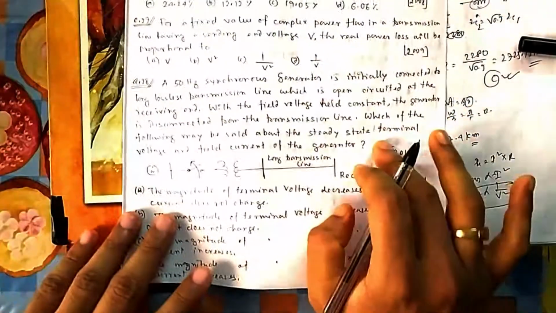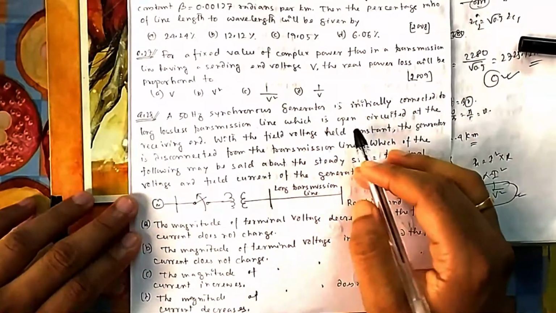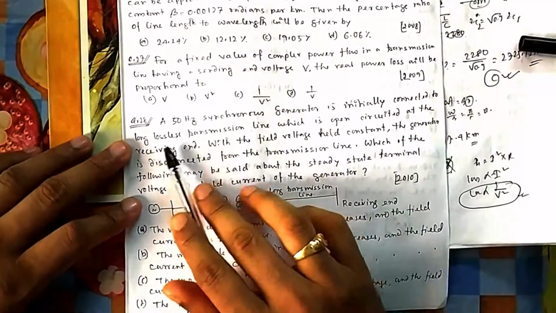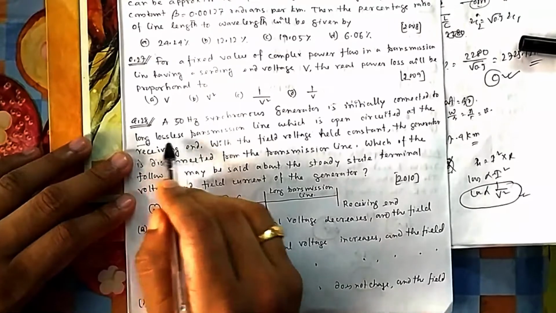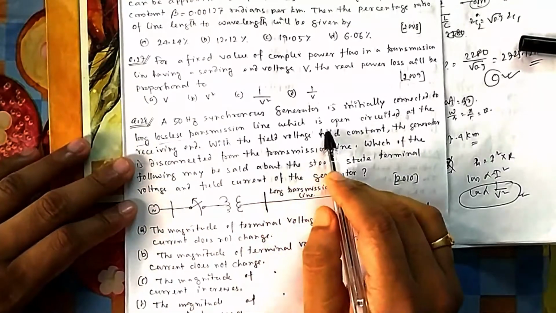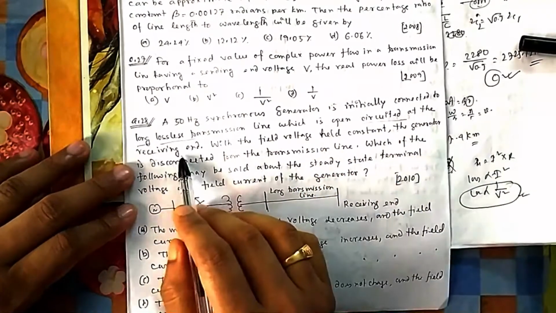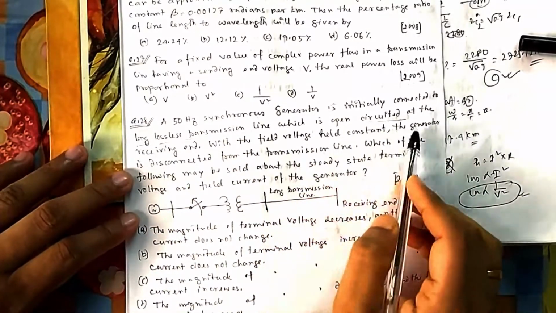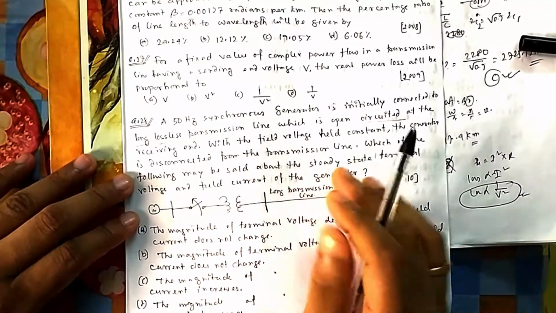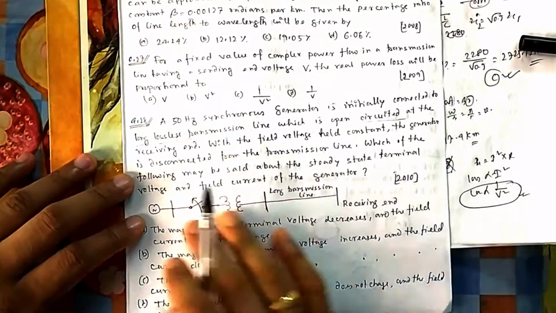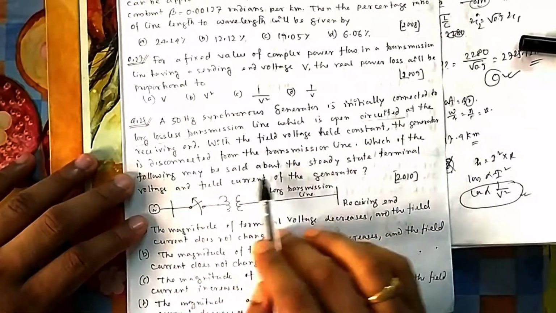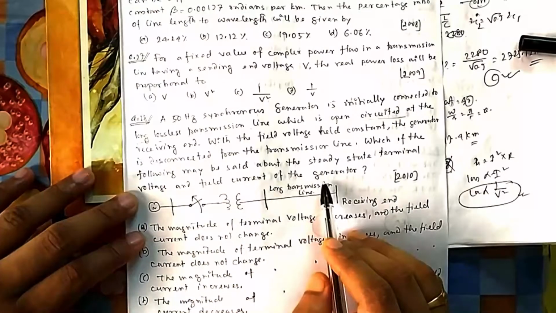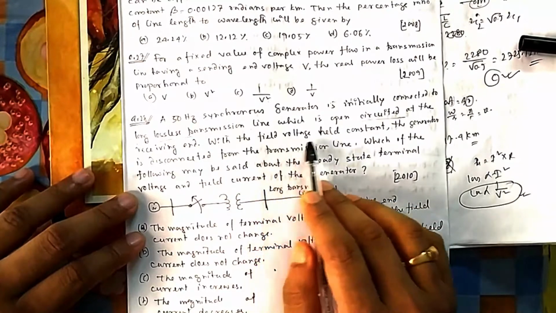Now if you come to 28: a 50 Hz synchronous generator was initially connected to a long lossless transmission line, which is open circuited at the receiving end. With the field voltage held constant, the generator is disconnected from the transmission line. So the transmission line is removed from the generator. Which of the following may be said about the steady state terminal voltage and the field current of the generator? Now your field voltage is held constant.